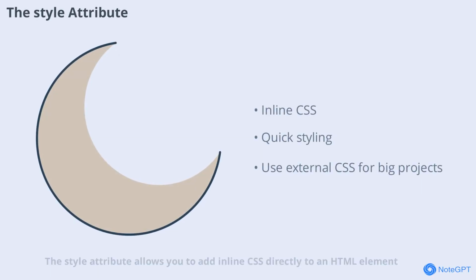The style attribute allows you to add inline CSS directly to an HTML element. For example, p style="color: red" makes the text red. While it's useful for quick changes, it's better to use external CSS for larger projects to keep your code organized.